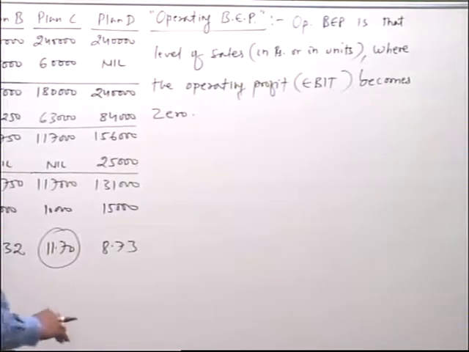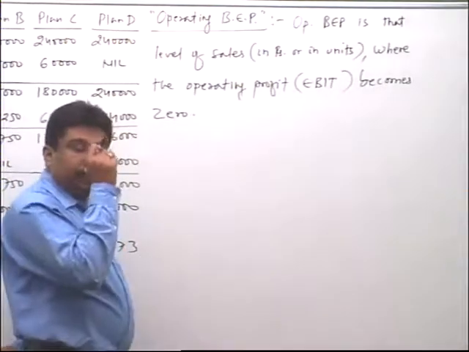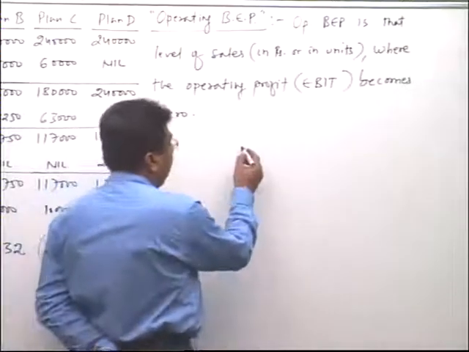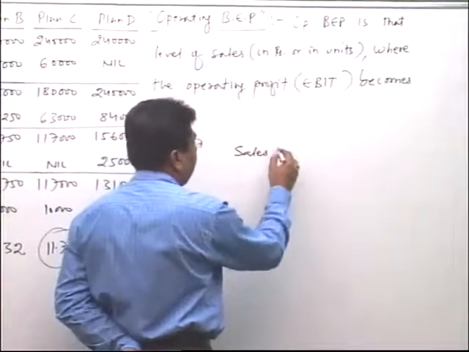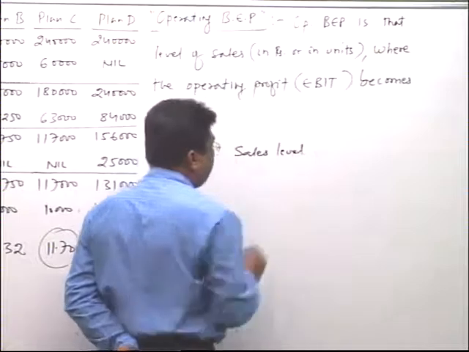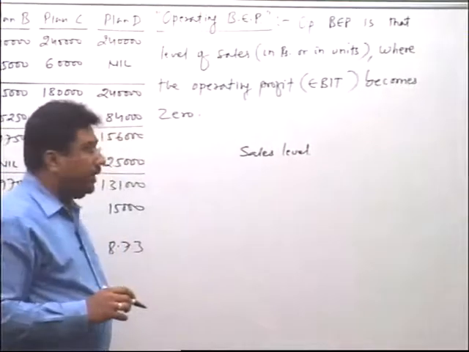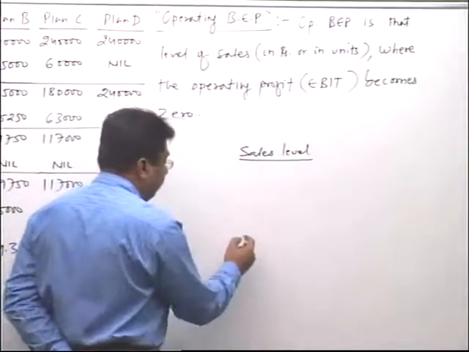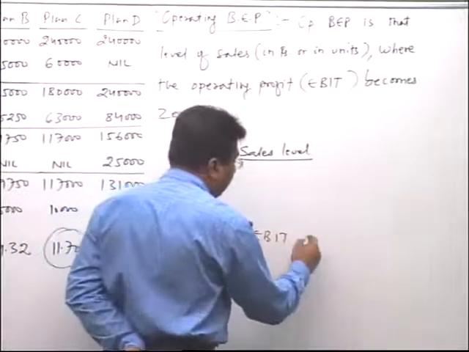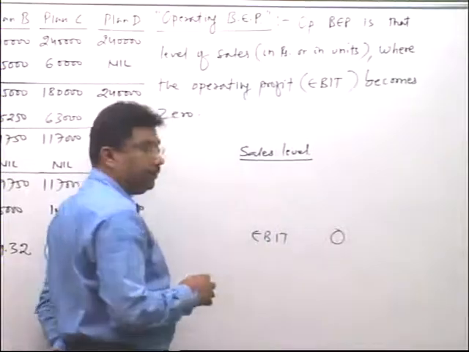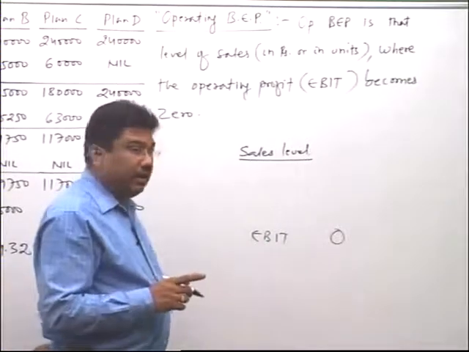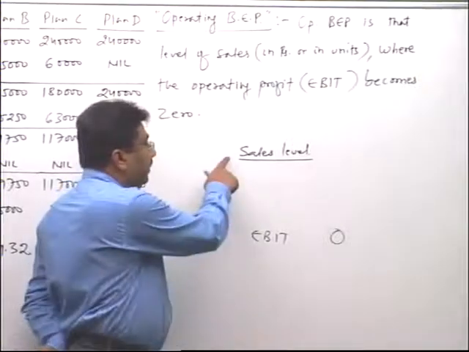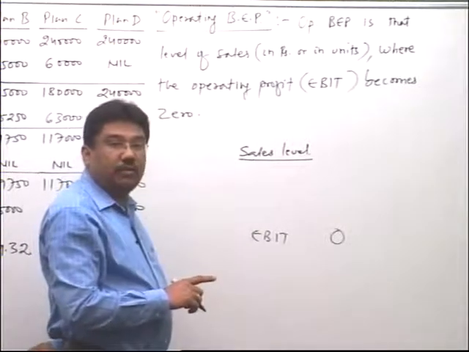Now I am explaining it. Please see here. This operating break-even point has a relation with the sales level. It means the sales level of the company should be such that from sales, if you calculate EBIT, then EBIT should become 0. At any sales level, if the EBIT is not 0, then you can say that that sales level is not an operating BEP.